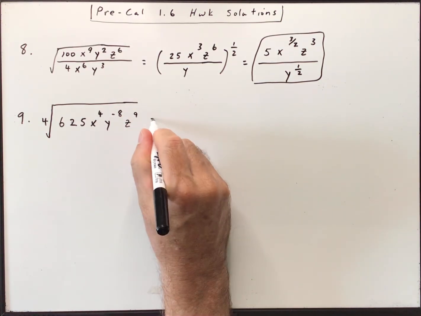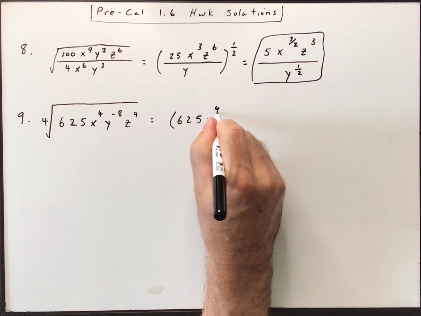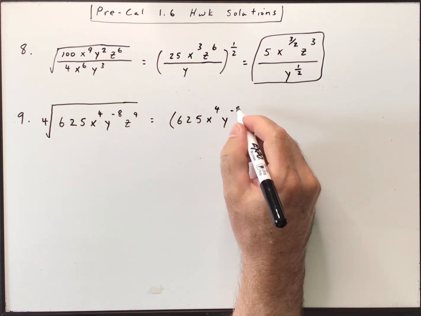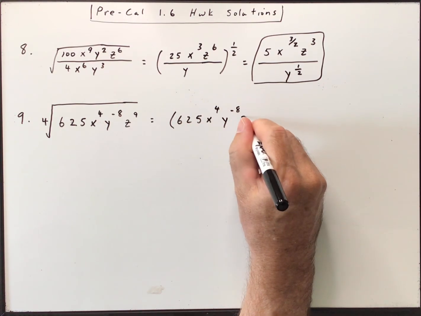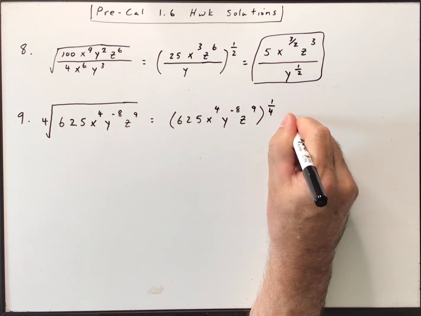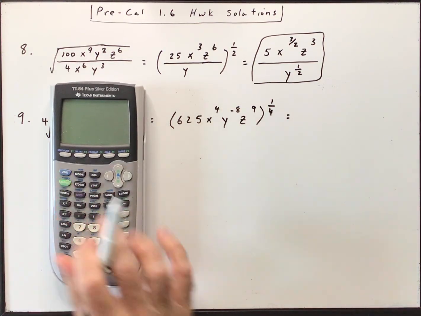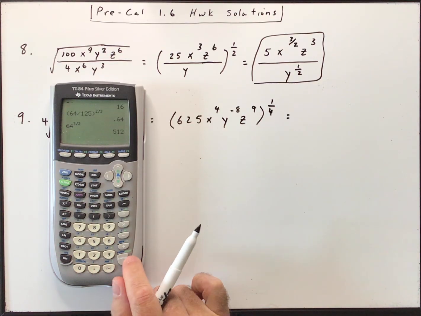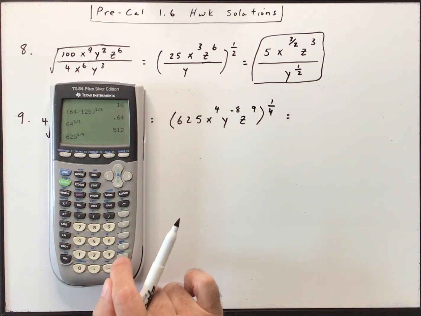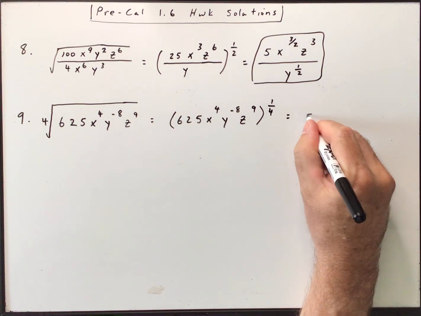So what I'm going to do is rewrite all of that: 625 x to the 4th y to the -8. I'll move that negative exponent term down to the bottom at the end. Z to the 9th. And we've got to raise all that to the 1/4 power. Off the top of my head, I don't know what 625 to the 1/4 power is, but I think it's probably 5. 5 times 5 times 5 times 5 will give you 625, so we have 5.